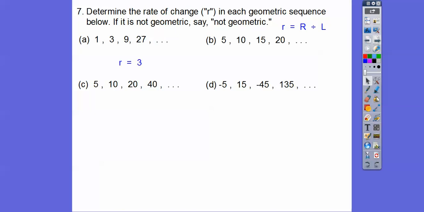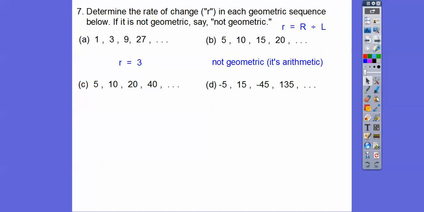In this next one, we got to go times r, times r, times r. So 5 times 2 is 10. 10 times 2 is not 15. This one's not geometric. This one's arithmetic from the first semester. 5 plus 5 is 10. 10 plus 5 is 15. So this one's not geometric. That's what they want us to say right here. So it's arithmetic, but it's not geometric.